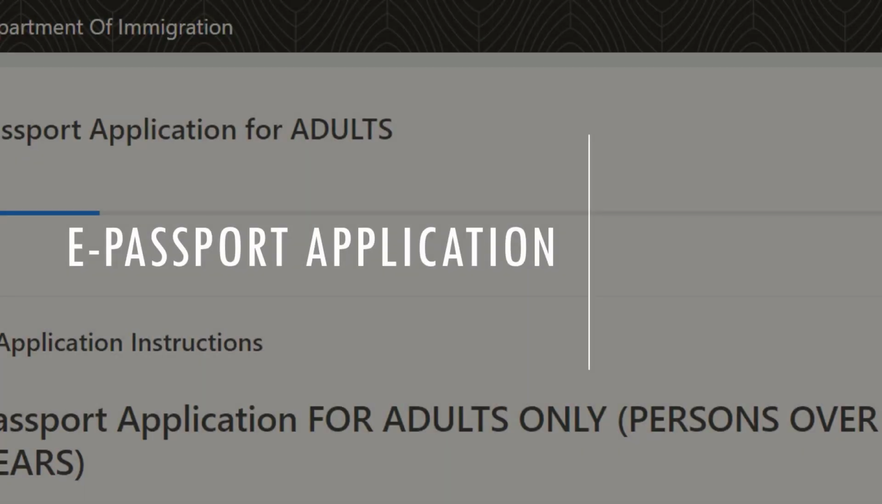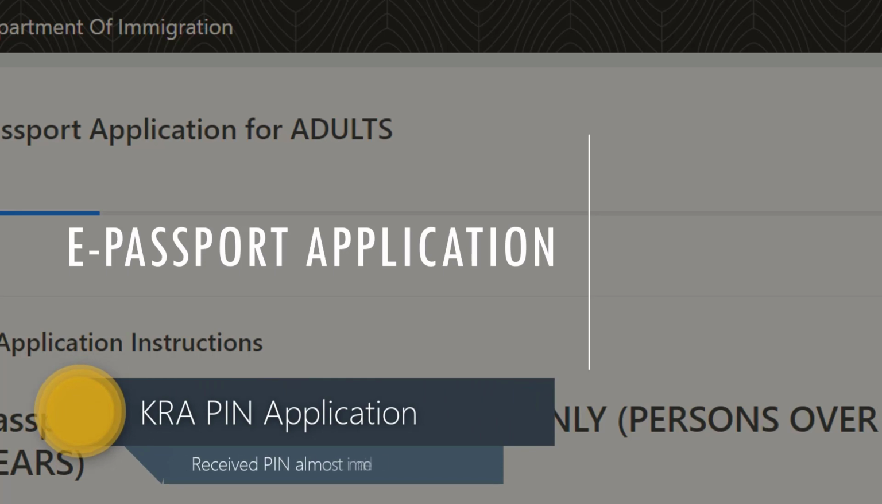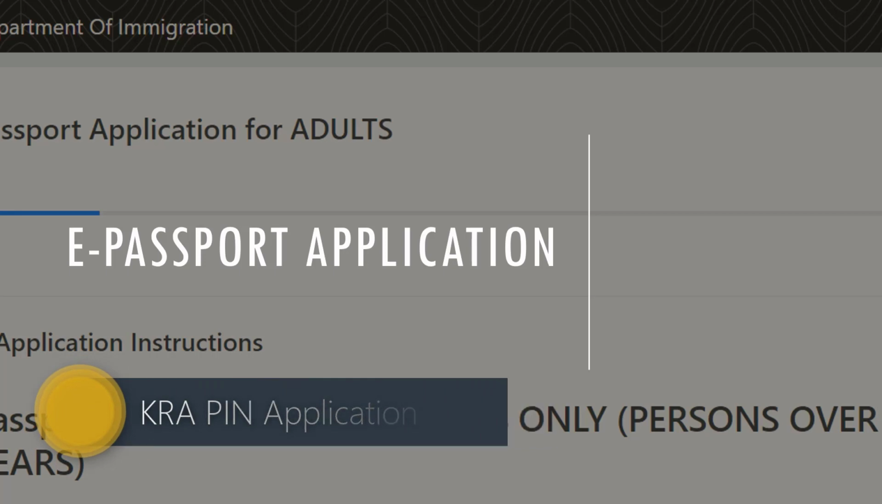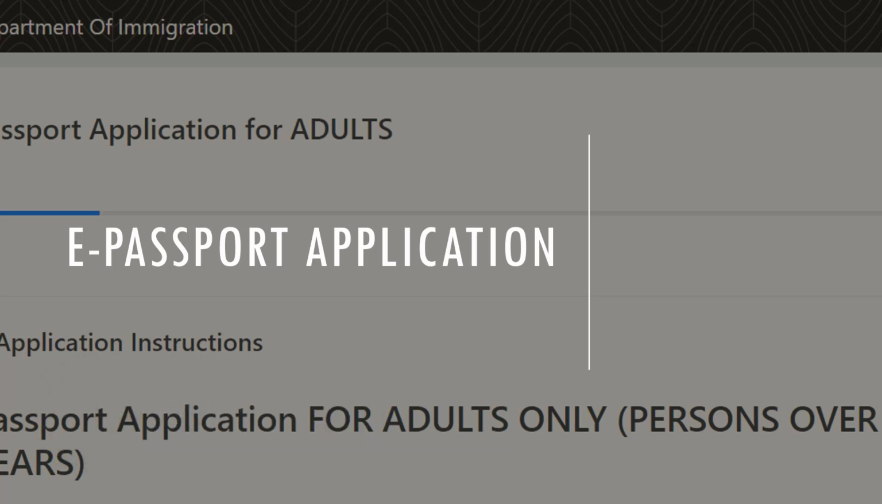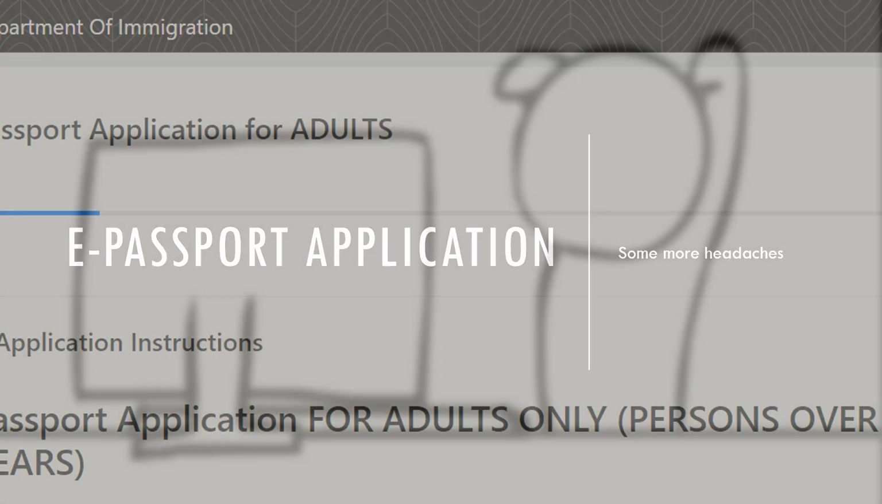Okay, so the ePassport application process. At this point, you should have already completed your KRA PIN application, and in my case, I got my PIN relatively quickly, but your case may differ. However, the good thing is that you've already slain the beast that is the KRA application, and now you have a better understanding of some of the forms, the inputs, and some of the formatting, so that helps you in the next process, which is the actual passport application. However, there will still be some headache.